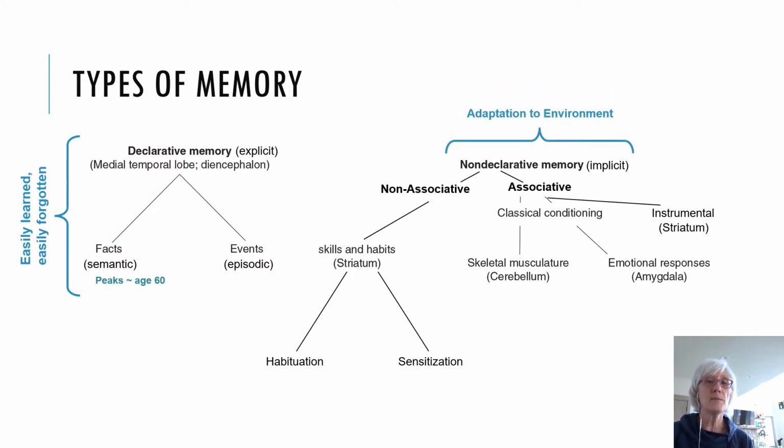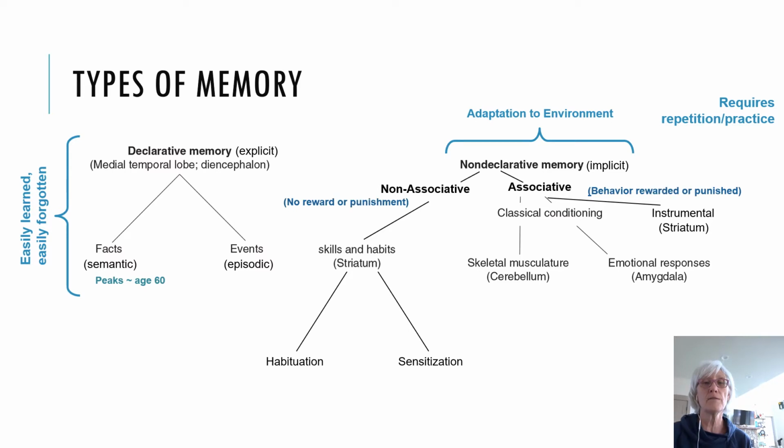Non-declarative memory is sometimes referred to as adaptation to your environment, and I'll give you a few examples to see how that is true. Non-declarative memory is sometimes referred to as implicit memory because once you have learned it, it is much more difficult to forget. Although it does require repetition and practice in order to learn. So one example of non-declarative memory would, for example, be learning how to ride a bike. There are two types of non-declarative memory.